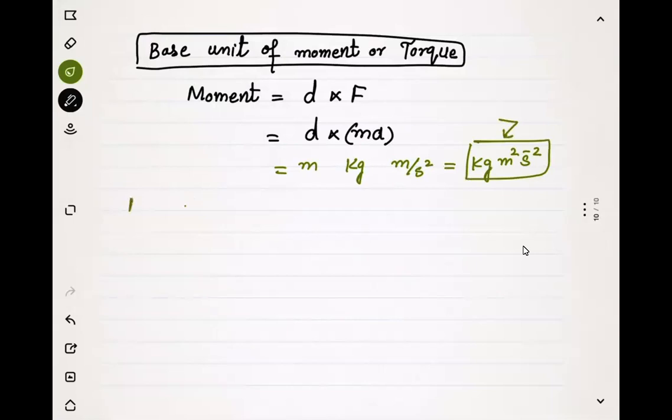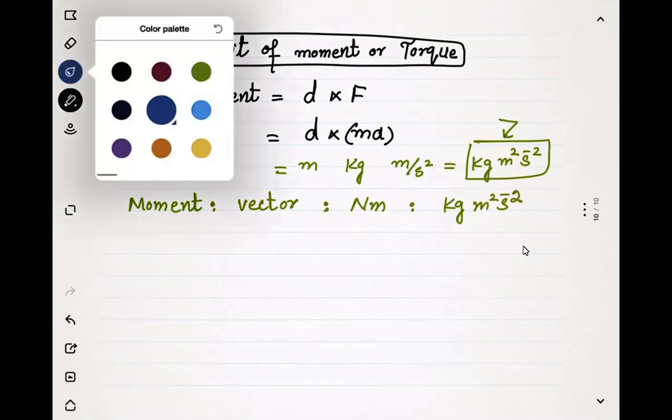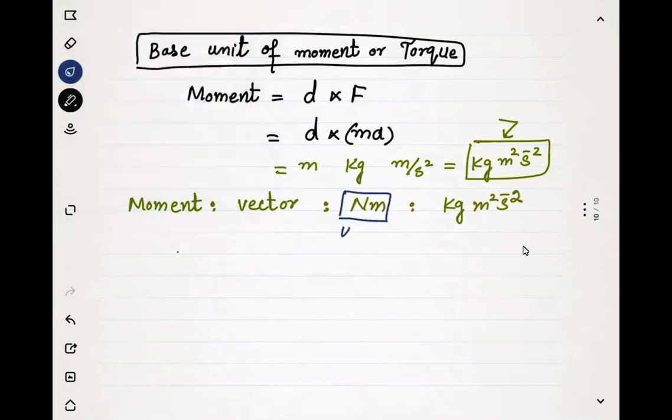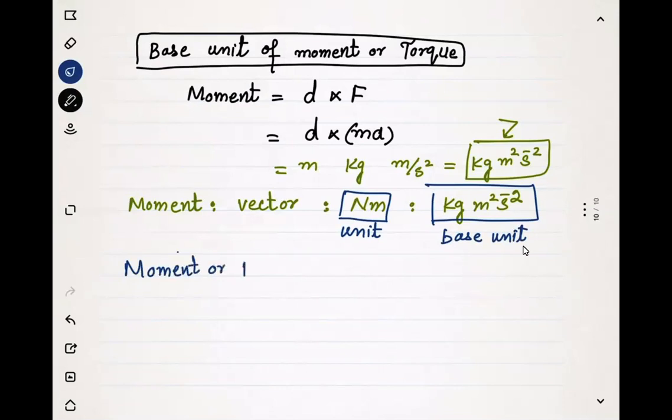So moment, which is a vector. Its unit is Newton meter, and its base unit is the same as the base unit of energy, kilogram meter square second minus 2. So this is the unit of moment, and the base unit of moment is kilogram meter square and second minus 2. We need to write here that moment is also called torque.